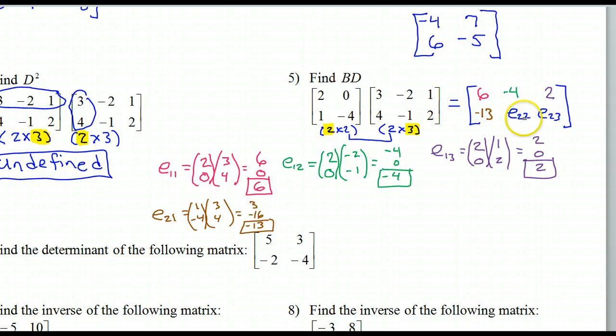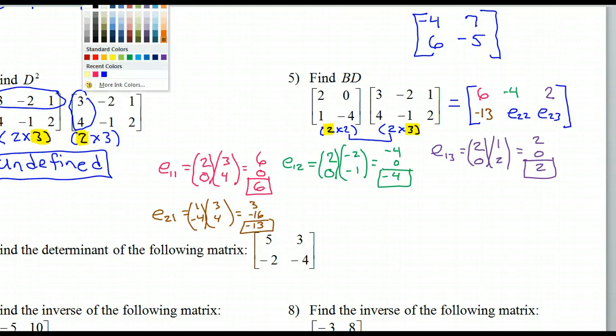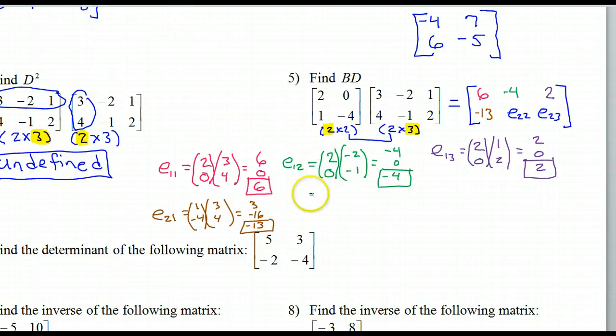All right, now let's do element 2, 2. So that's row 2, column 2. Row 2 is 1, negative 4. Column 2 is negative 2, negative 1. All right, so that's going to give us negative 2 and positive 4, which makes positive 2. So that is going to be positive 2.